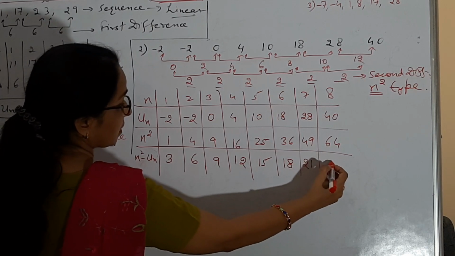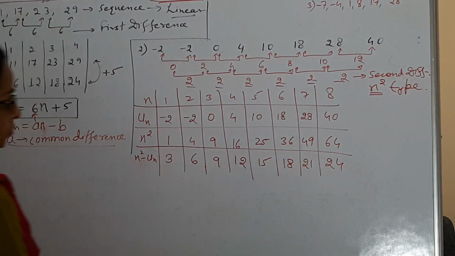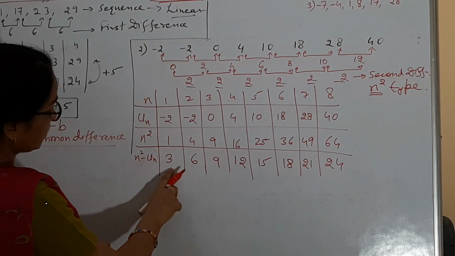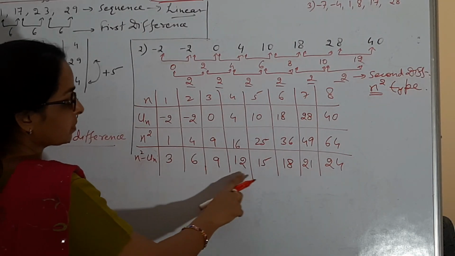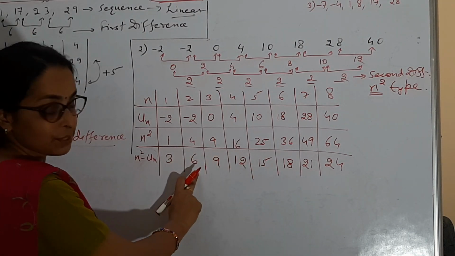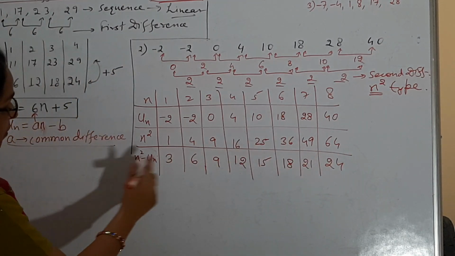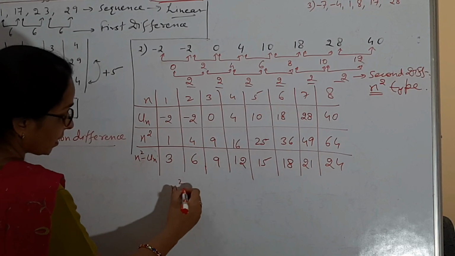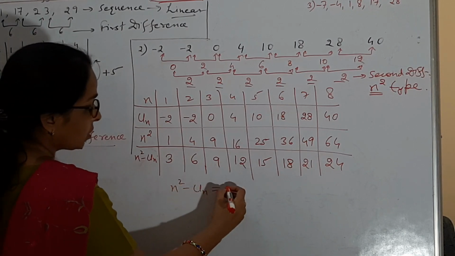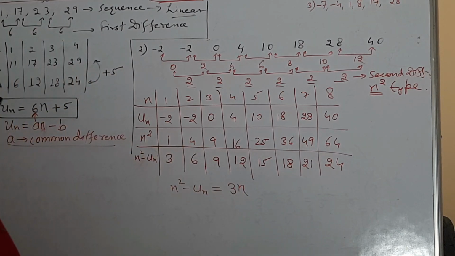Then it is how much? 24. So we can clearly see this is 3n. Multiples of 3. 3 ones are 3, 3 twos are 6, 3 threes are 9, 3 fours are 12, and so on. It means that we are getting n square minus un equal to 3n.